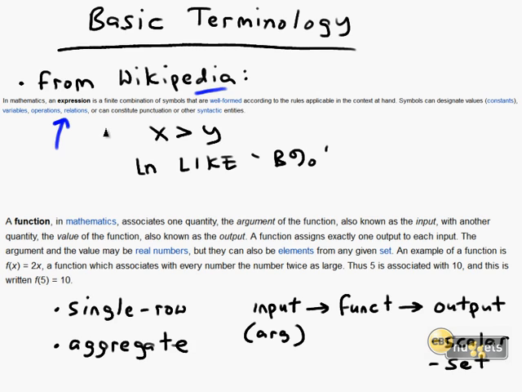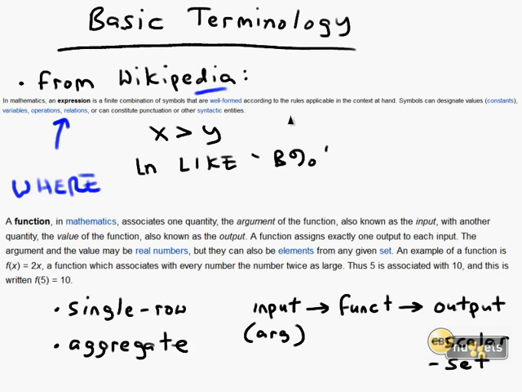administrators. We've worked with expressions quite a bit thus far as we learned to extend our select statement, in particular using the where clause. According to Wikipedia, an expression is a finite combination of symbols that are well formed according to the rules applicable in the context at hand. Now, what does that mean in plain English?